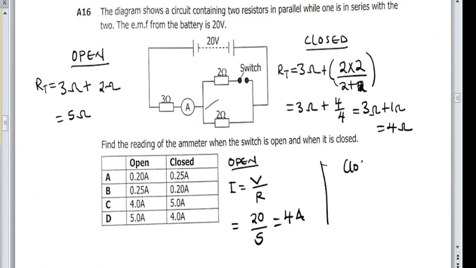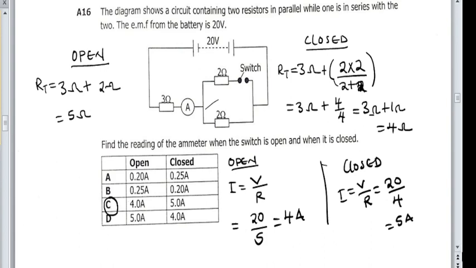What if it is closed? Current will be equal to voltage over resistance. The voltage here is what? Still the same, 20. The resistance when it is closed is 4. 20 divided by 4 is 5 amps. So the answer for number 16 is answer choice C.